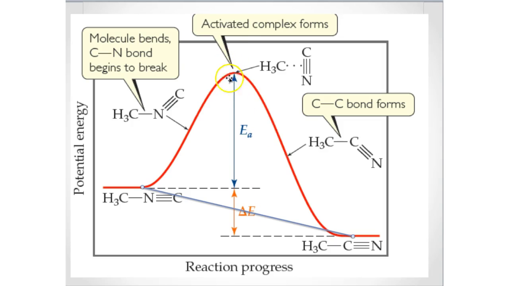Okay, the activation energy here in blue is the energy invested, and delta E does not affect the rate of the reaction at all, but it tells us whether energy is released or whether energy is absorbed at the very end. So yeah, that's how you read these graphs.